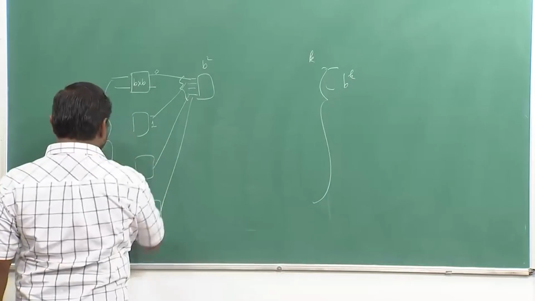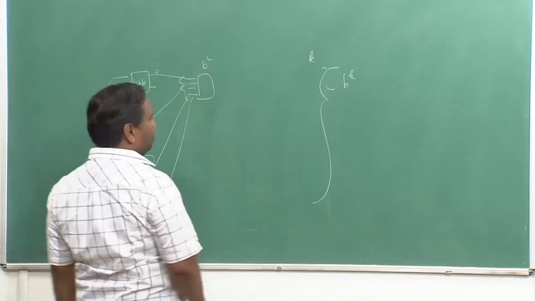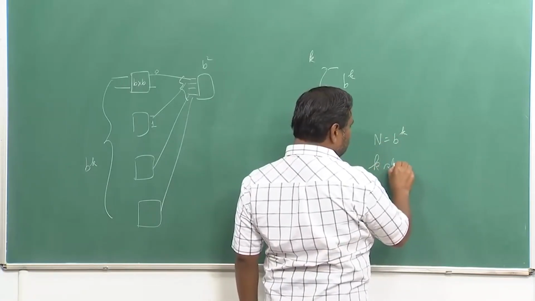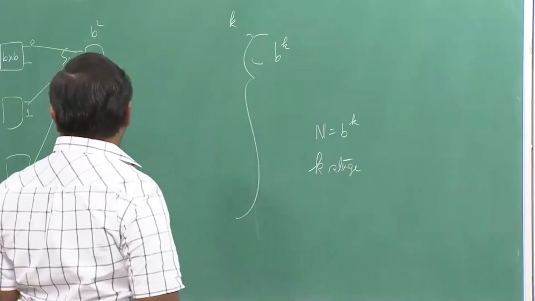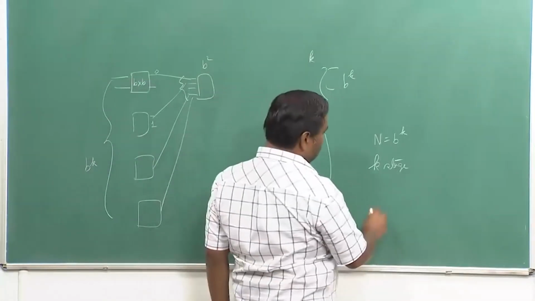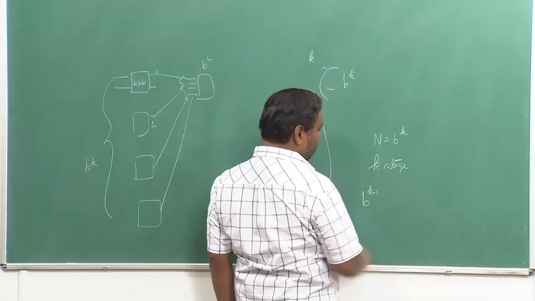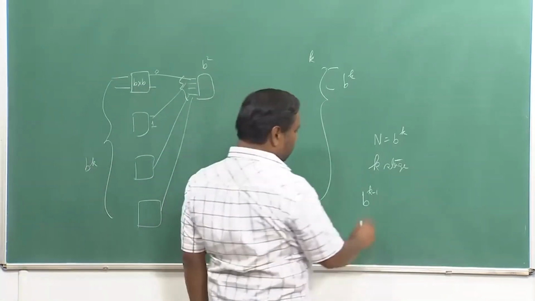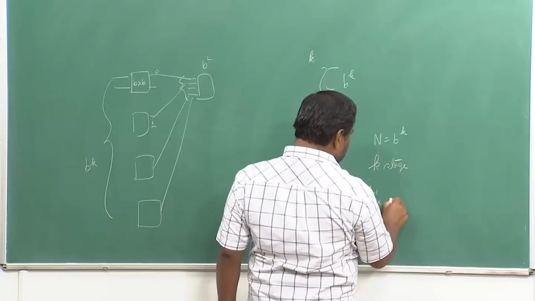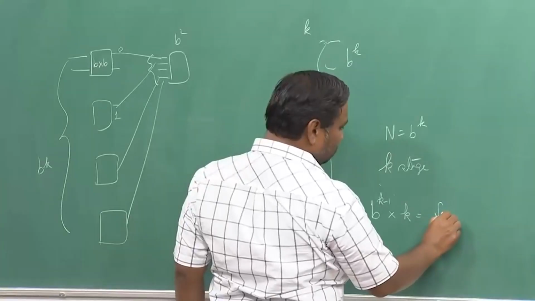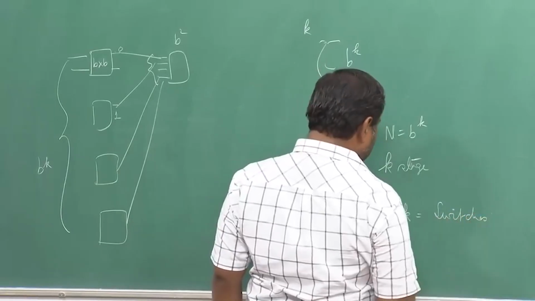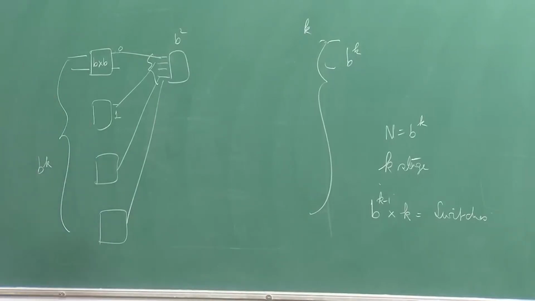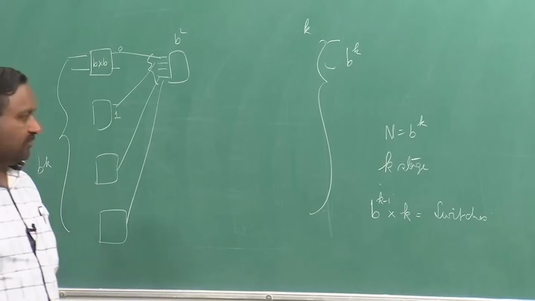Okay. And if this is also B raised power k, so for a switch which is n equal to B raised power k, there will be k stages. Okay. Each stage will require B raised power k minus 1, basically n by B, those many number of switches. So B raised power k minus 1 into k. So these will be total number of switches which will be required for a Banyan network or a delta network. Delta network, only this routing thing we have to take care of. Okay.